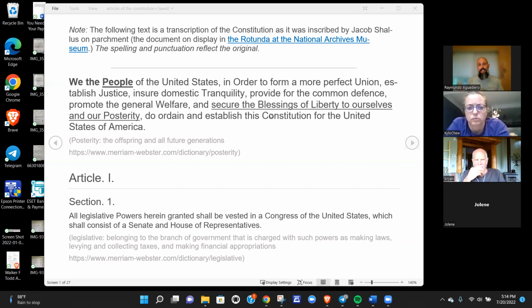We, the people of the United States, in order to form a more perfect union, establish justice, ensure domestic tranquility, provide for the common defense, promote the general welfare, and secure the blessings of liberty to ourselves and our posterity, do ordain and establish this Constitution for the United States of America. That, in the simplest terms, is what we created.